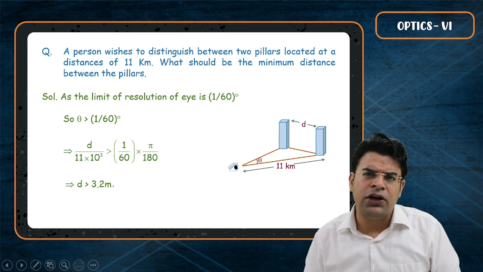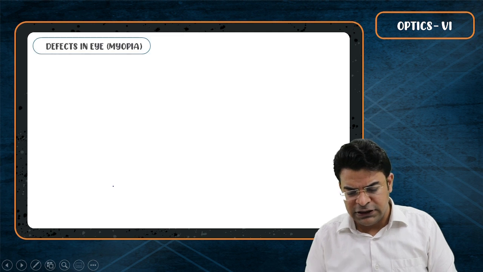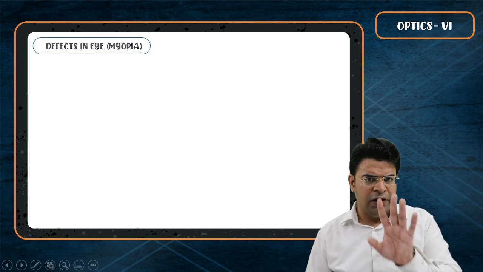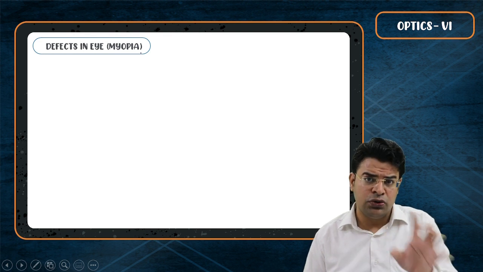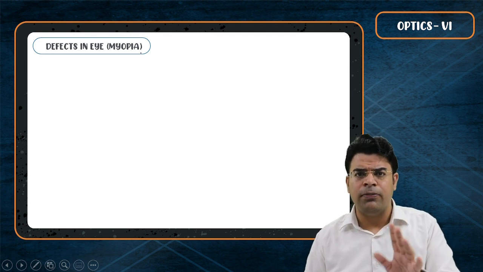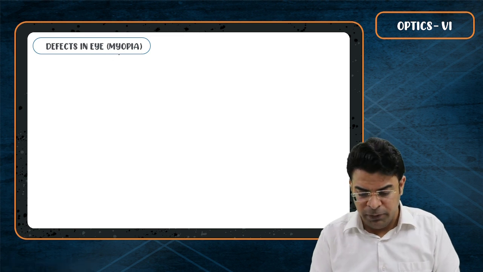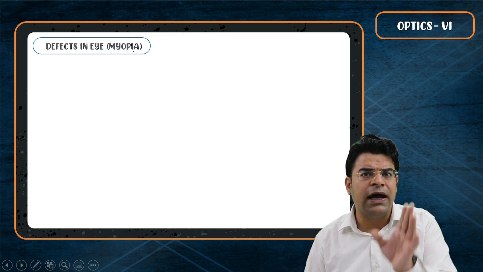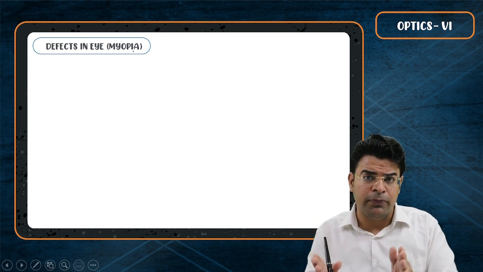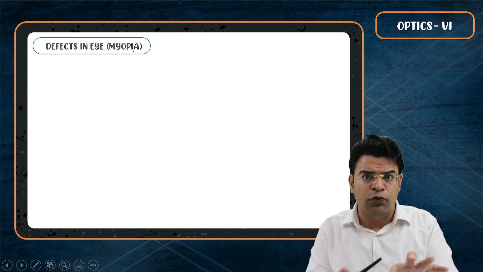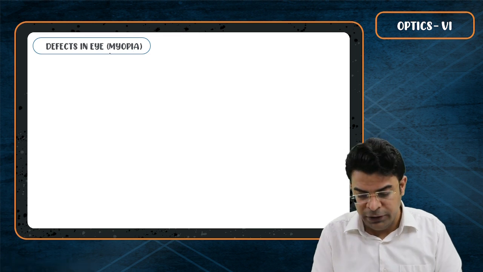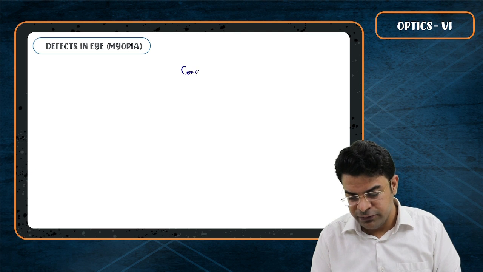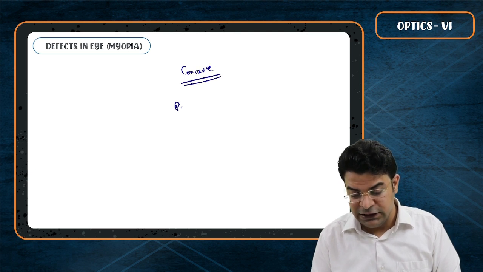Now let's move on and talk about the defects in the eye, and the first type we are going to talk about is myopia. If you are wearing specs and you are a student, then it's highly probable that you are suffering from myopia. At your age group, hypermetropia is not that commonly observed. So the majority of people who are wearing specs and watching this video are suffering from myopia. Myopic people wear concave lens, hence their power is negative.